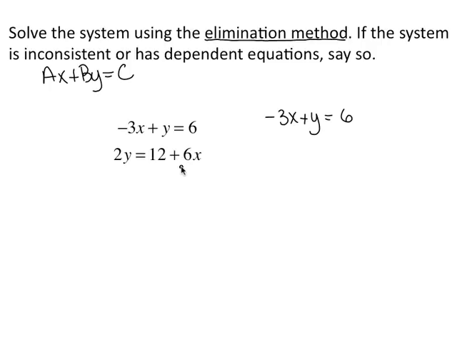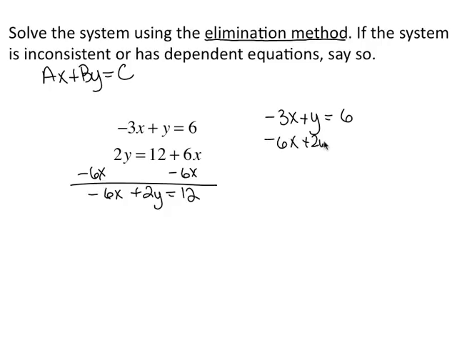The second equation, we need to move the 6x to the other side. So I'm going to subtract 6x from both sides. And we get negative 6x plus 2y is equal to 12. So now we have negative 6x plus 2y is equal to 12.